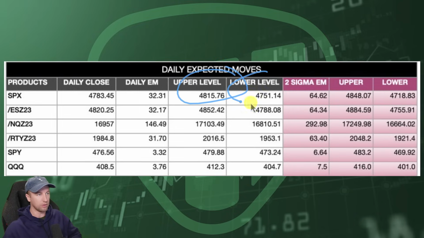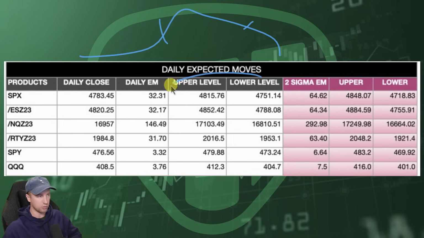You get your upper level, you get your lower level, and I even include 2 sigma levels. The 2 sigma levels, upper and lower, if you think of it once again in terms of a standard distribution curve, right? 68% of the time it finishes within this risk range. And if you go out to 2 sigma, it's 94% of the time or so that it finishes within these ranges.